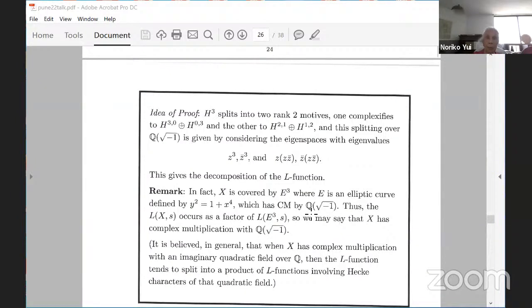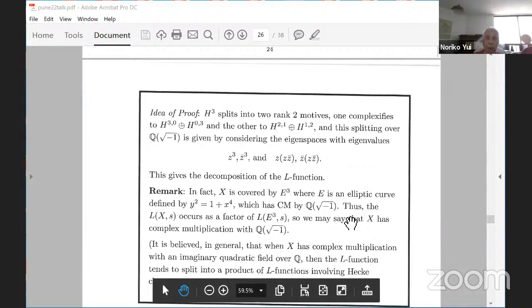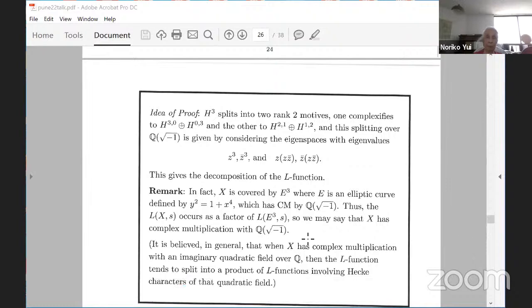So the L function of X has a factor of the L function of this curve here. Because this one has complex multiplication, all our Calabi-Yaus also have to have complex multiplication. Of course, you have to define what it means for a Calabi-Yau threefold to have complex multiplication, but this is a shortcut, because it's covered by an elliptic curve with CM. So we say that X has CM by this quadratic extension.